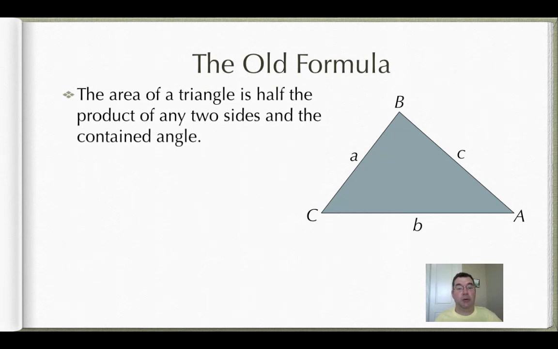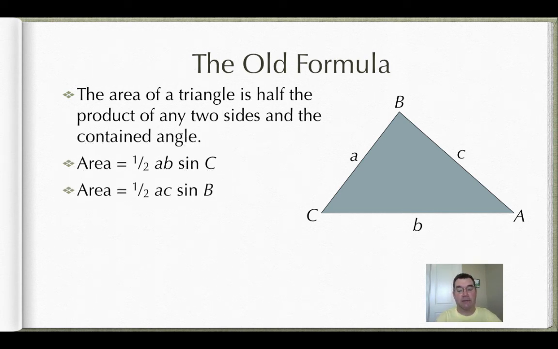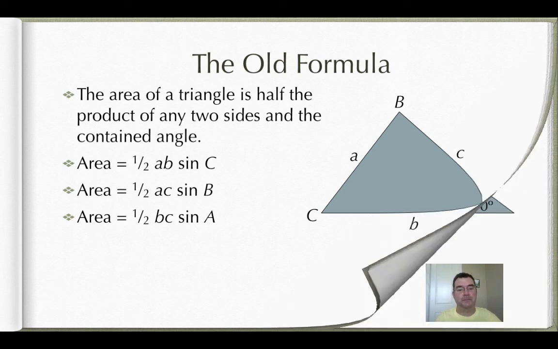Okay? So the area of any triangle is going to be half of the product of any two sides and the contained angle between those two sides. So 1/2 AB times the sine of C, or 1/2 AC times the sine of B, or 1/2 BC times the sine of A. Basically, you just need to remember that all three letters have to be there exactly once, and one of them needs to be capitalized because it's an angle.